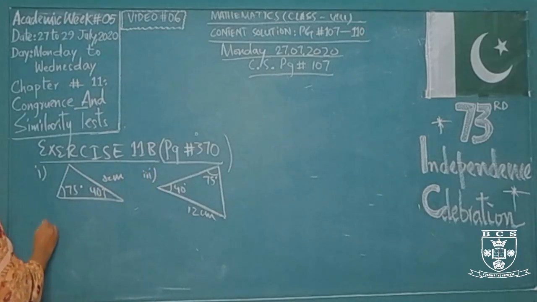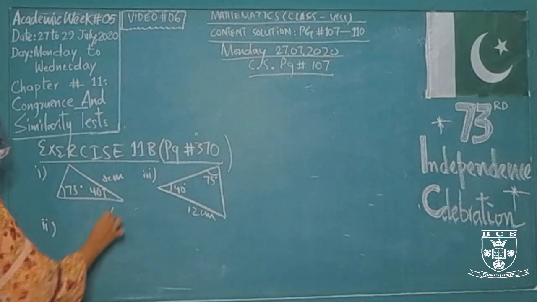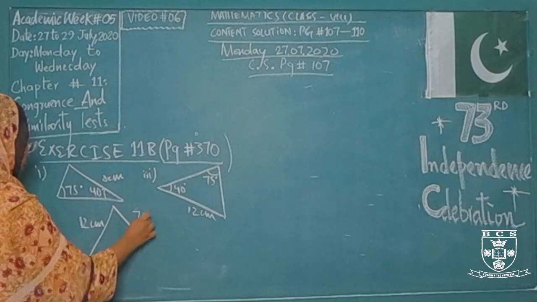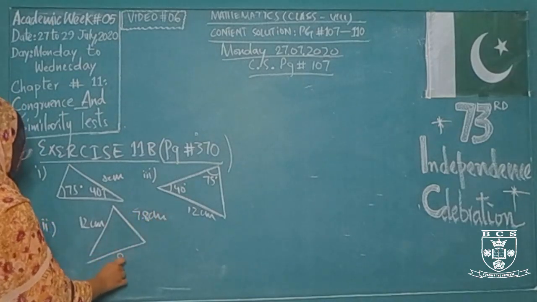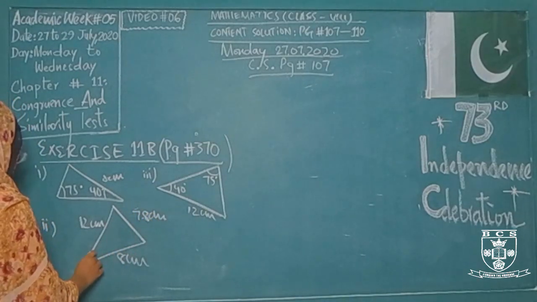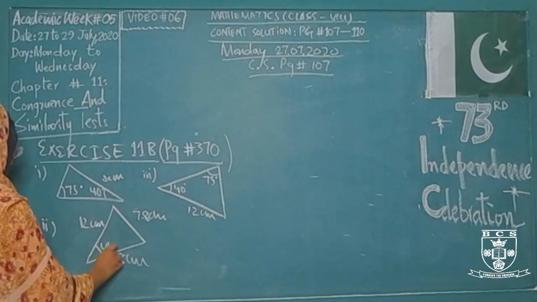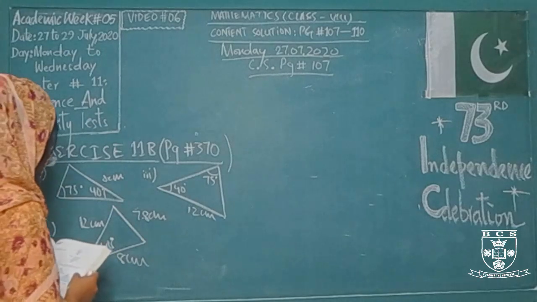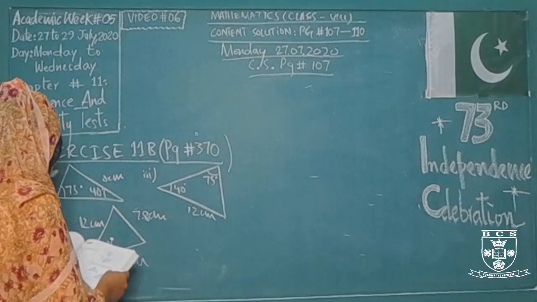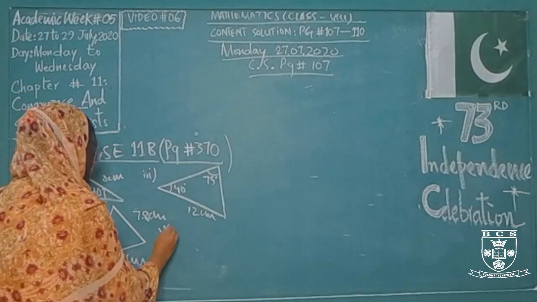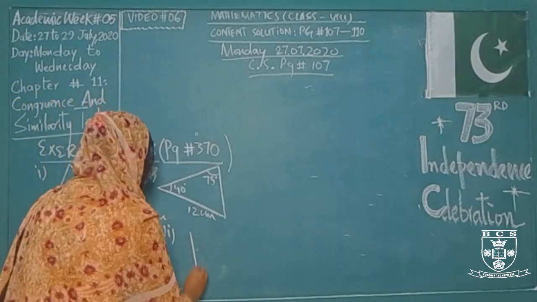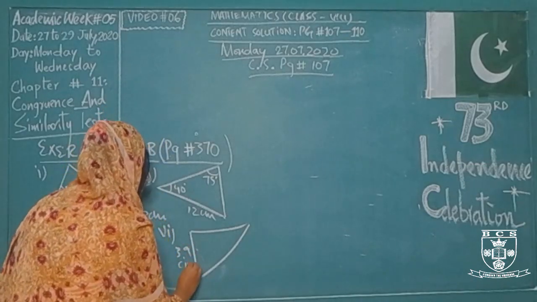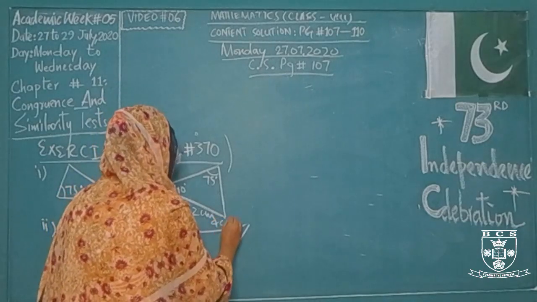Then we have triangle number 2. In the second triangle, 3 different sides are given as 12 cm, 7.8 cm and 8 cm, and the included angle is 40 degrees, and this is making a pair with the 6th triangle. The 6th triangle is just like this: 3.9 cm, 4 cm and 6 cm.